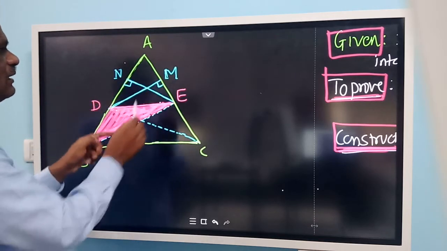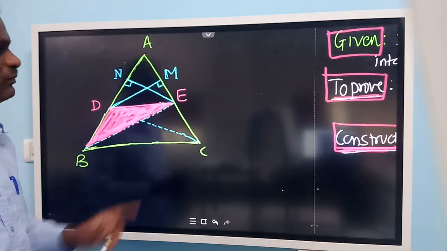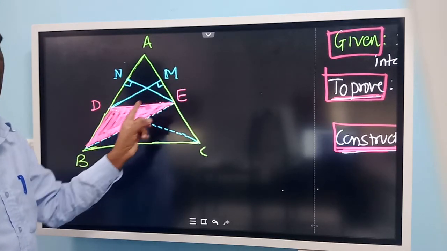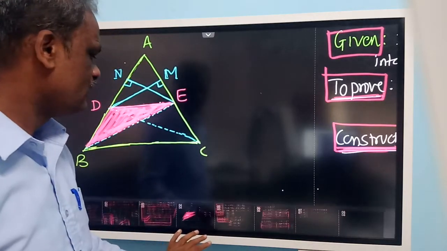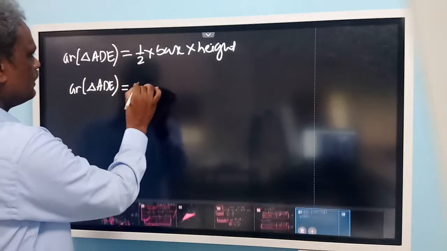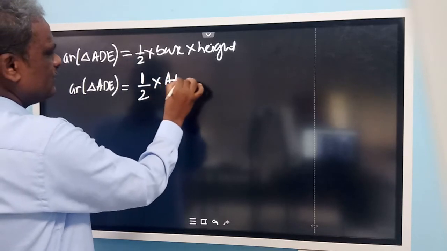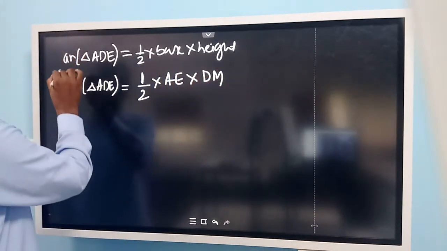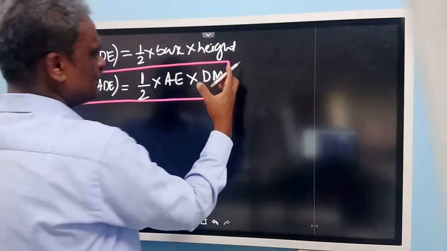Now let us change the base. Instead of taking AD, you can take AE as the base. What is the corresponding altitude for AE? DM. AE into DM. Let us use this one. So we will write half into base AE, altitude is DM. So this is the another equation we wanted. Let us call this the third one.